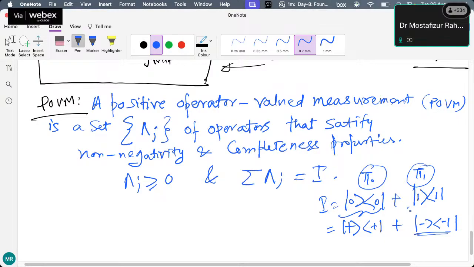So we can check whether these two matrices follow this definition, non-negativity and completeness. Of course they follow the completeness relation, and individually you can also check whether they are greater than or equal to 0 or not. Then you can say these sets of measurement operators are called the POVM operators.